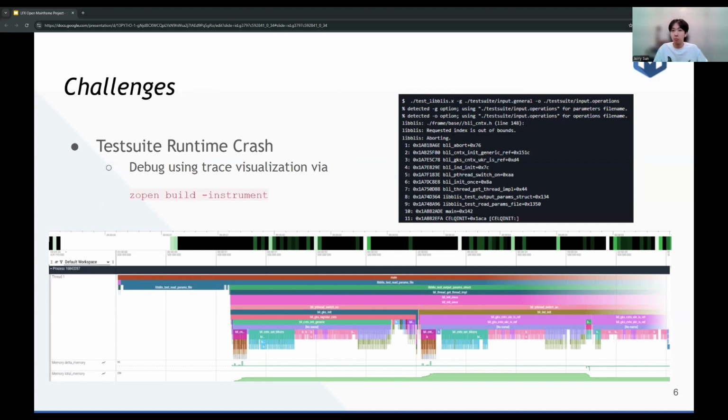But the issue I spent the most time on was a test suite runtime crash that appeared when I upgraded Bliss to version 2.0. At first, I was completely lost. I was reading through a massive code base without really knowing where to focus. I tried the usual debugging approach, adding printfs everywhere, but that didn't help me narrow down the problem.